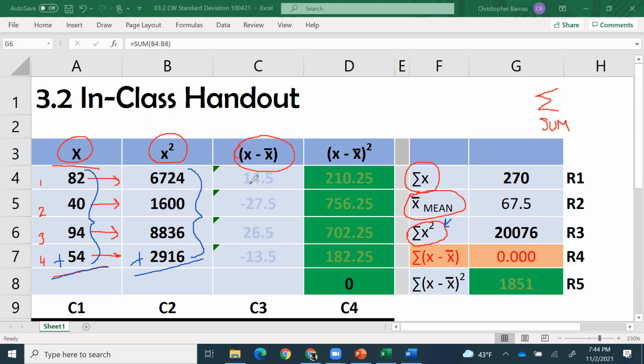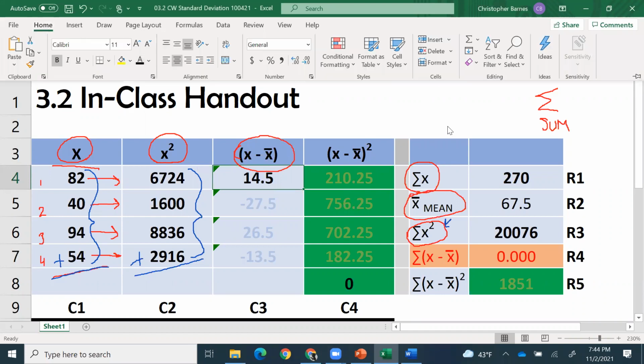Now, for this, we're going to take X, which is 82. We're going to take our 82, and we're going to subtract our mean, which is 67.5, from it. Now, when we do that, we're going to get the values in this cell. For this first one, the value, if you can't see it, is 14.5.